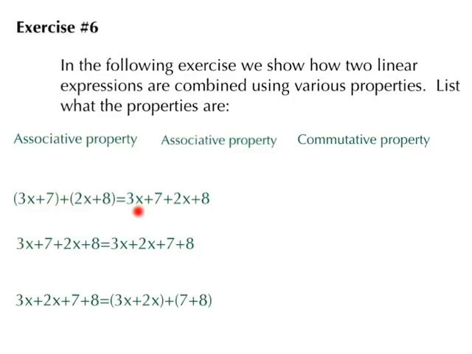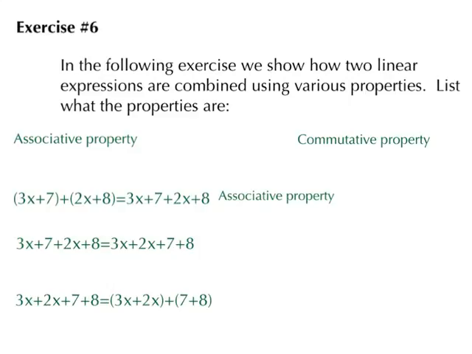So let's look at this first example that's going on right here. Notice on the left-hand side there's grouping. On the right-hand side there is no grouping. So which property did I talk to you about that deals with grouping numbers? Well, if you said associative property, you would be correct. The associative property.